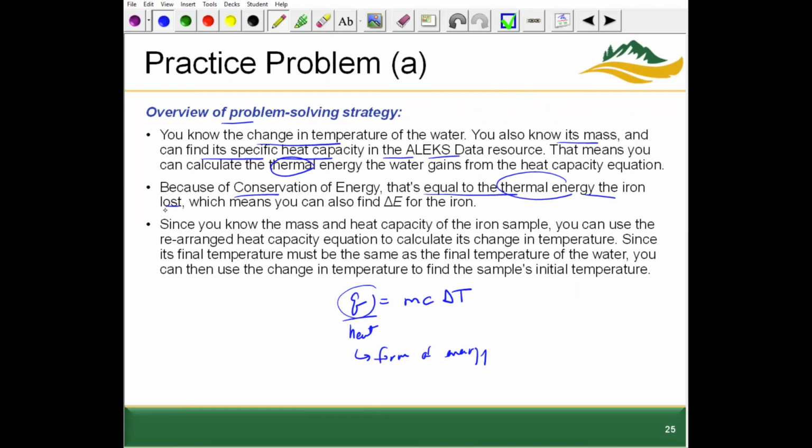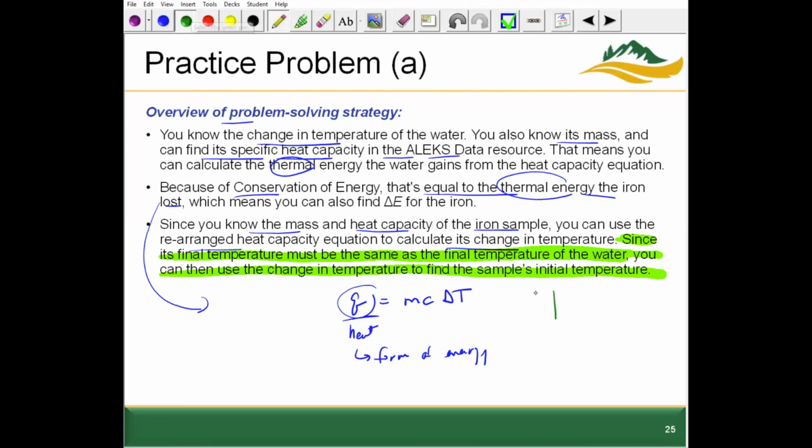So we've been building up to this topic in the same way we've been doing the past practice problems here in part 2. We know the mass and the heat capacity of the iron. We can rearrange this equation to calculate its change in temperature. Since its final temperature must be the same as the final temperature of water, we can use the change in temperature to find the sample's initial temperature.